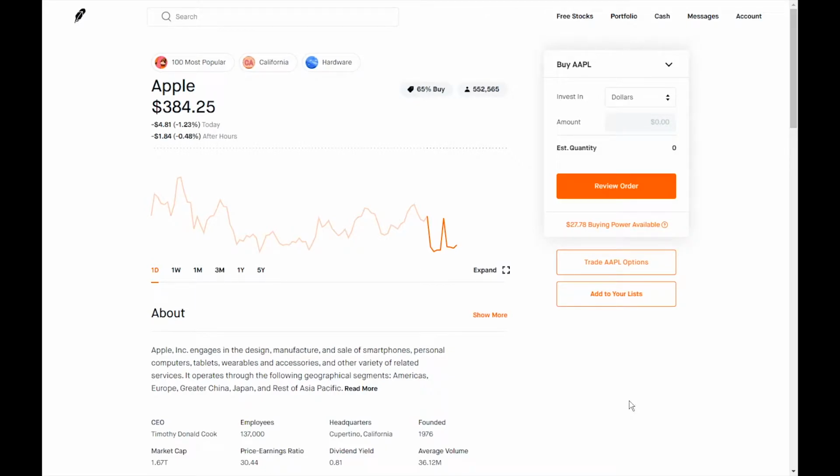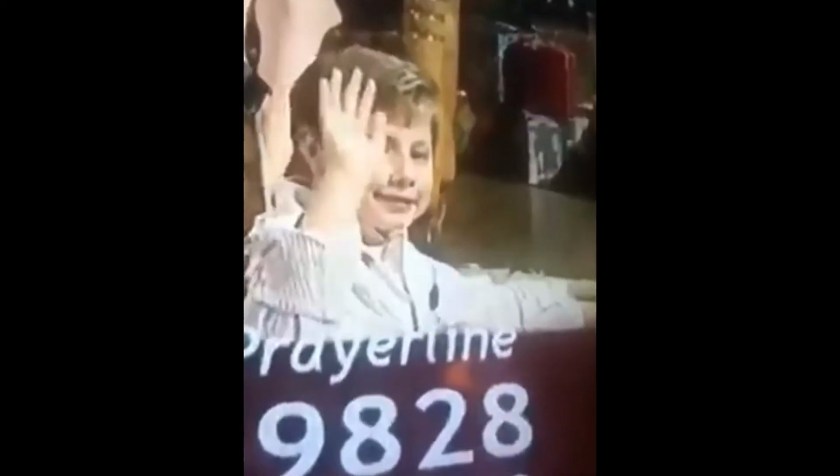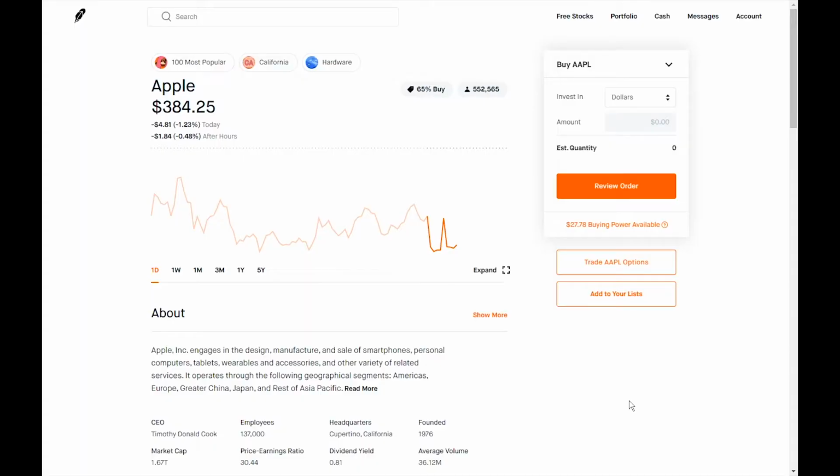Today we're going over what options are and how to trade options as a beginner. Whether you've never traded options or you've just kind of dabbled with them before, this video will show you all the basics and everything you need to get started with trading options, especially for beginners.